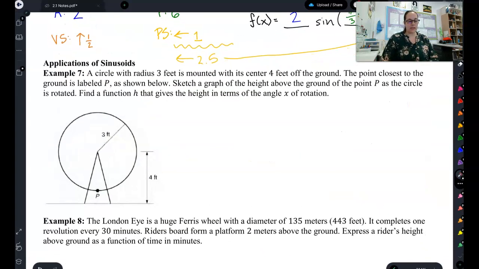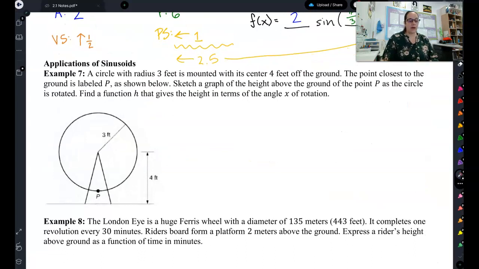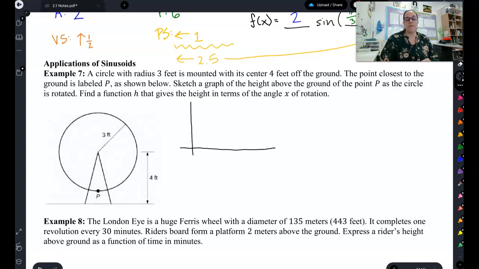Let's do another application problem. This one, we have a circle. It has a radius of 3 feet, and it's mounted with its center 4 feet off the ground. The point closest to the ground is labeled P, and we want to start by sketching a graph of the height above the ground as the circle is rotated. Now, we're going to specifically say rotated counterclockwise.